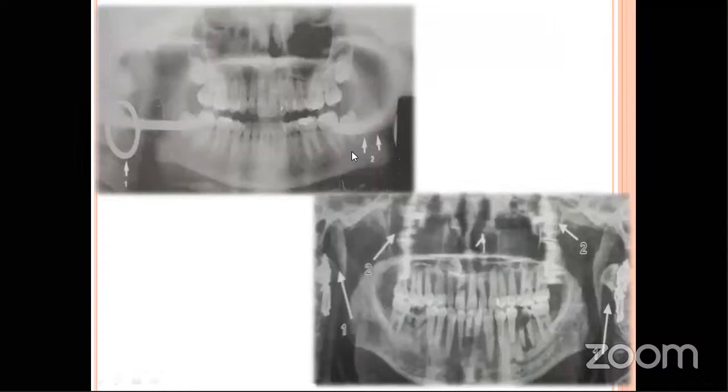Okay, so this is the picture which shows the ghost image. Here you can see a radio opacity, and these ghost images are seen on the opposite side, slightly superior, and it will be distorted. So you may get a question like, how does the ghost image appear? Inferior, superior, distorted, or same as that of the opposite side? It is actually slightly superior to the actual side, and it will be distorted.